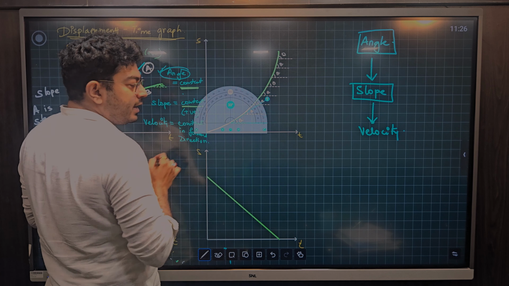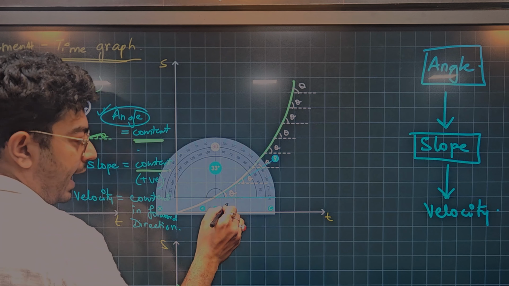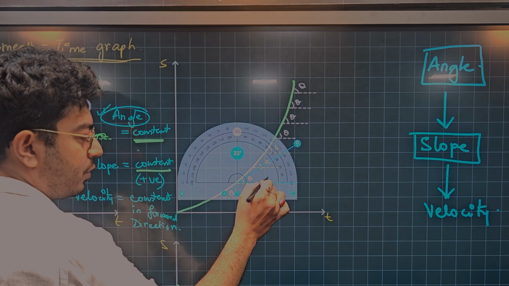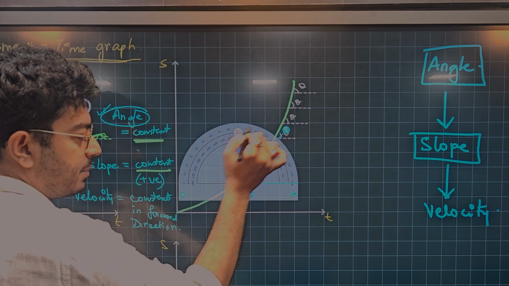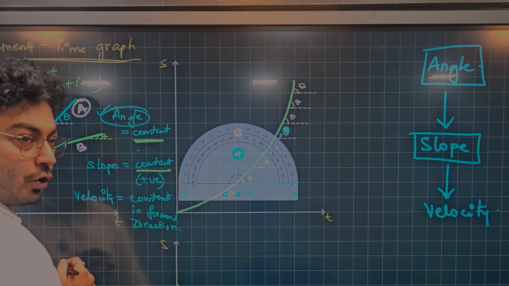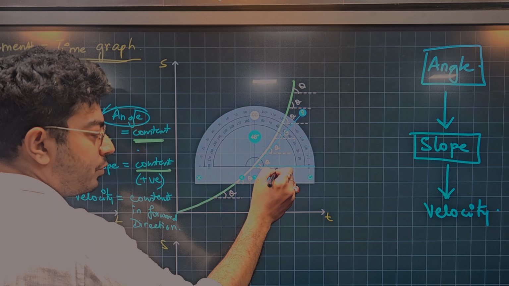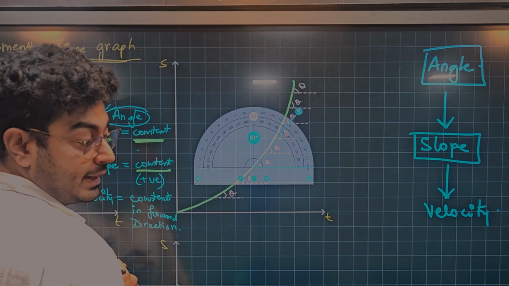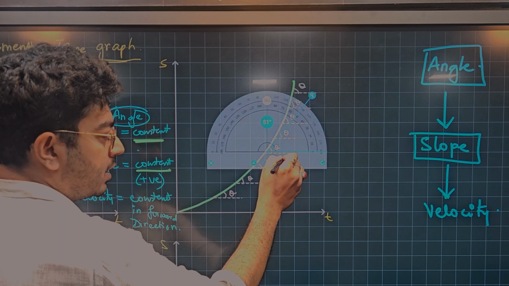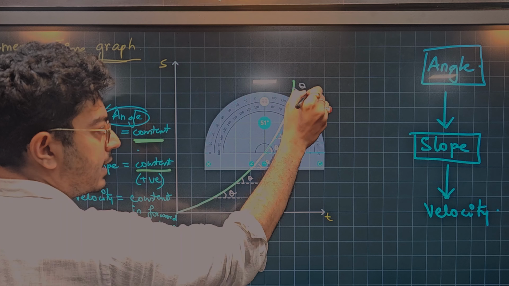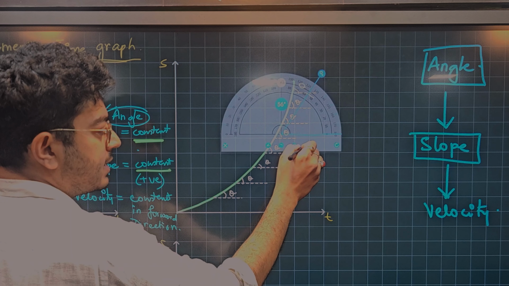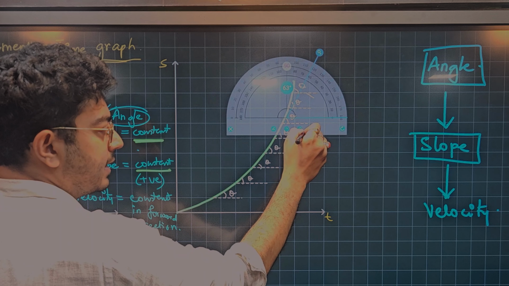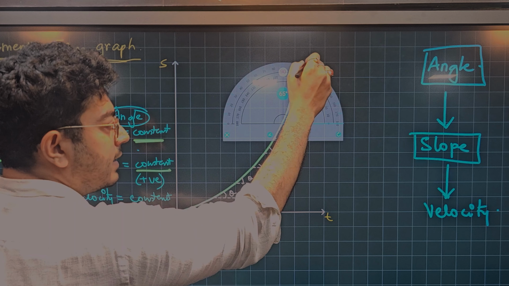How much angle is it making? 33. As we are going to move, how much angle is it making? The angle increased to 48. As we are moving, check, is the angle increasing or decreasing? We can see the angle is increasing. Just see, carry on. I can see the angle is increasing.